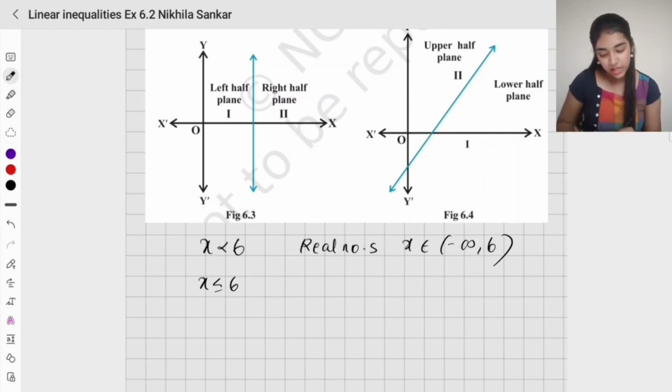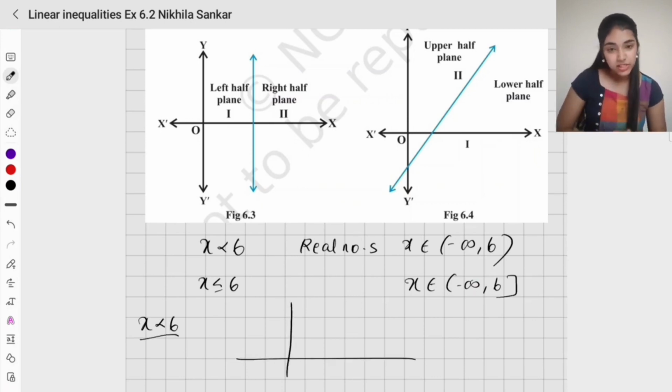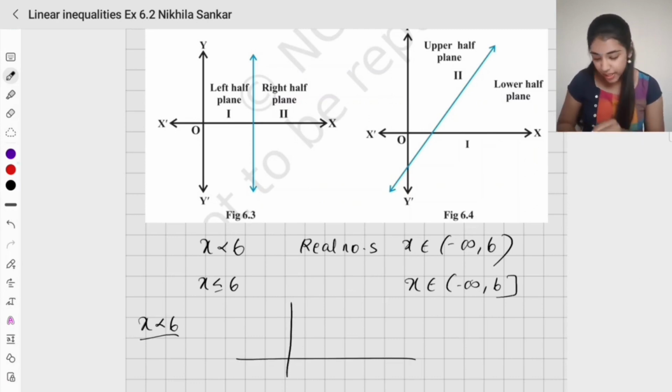If x is less than or equal to 6, then we'll have x belongs to minus infinity to 6, including 6. Correct, we were writing it like this. Now how are we going to denote this in the graph? Now it is x less than 6. So I'm going to take the x less than 6 case. Whenever I'm drawing a graph, where is my 6? I'll draw it properly.